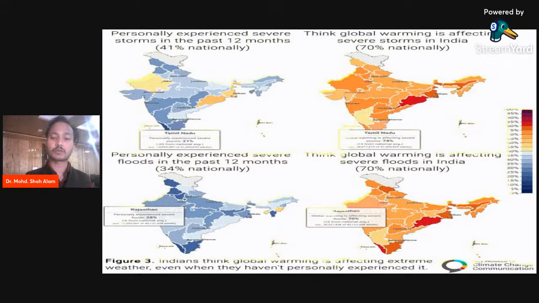Next, our slide is also prepared by Yale Climate Change Communication. In this slide, the truth between the two slides is there. 41% of the national population personally experienced severe storms in the past 12 months, like the cyclone, like the flooding, like the drought, or hurricane, or Loo, or windfall, or like that. And 34% of the total national population have experienced floods in the past 12 months.